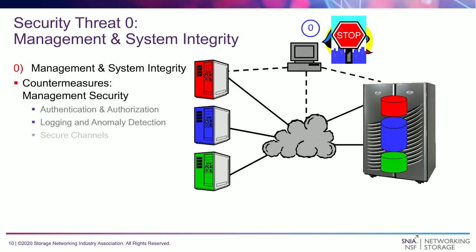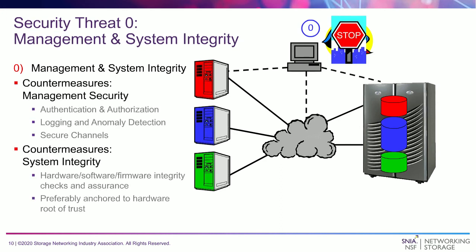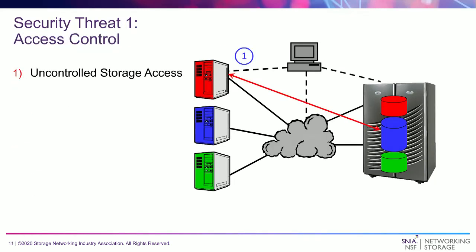So the way in which we can secure the control system, your console, would be basically management security on the console: authentication, authorization, logging, anomaly detection, or secure channels to connect to your control channels. System integrity is another fundamental piece, in which you need hardware, software, or firmware integrity, and preferably this should be anchored to a hardware root of trust. Let's look at the other threat, uncontrolled storage access.